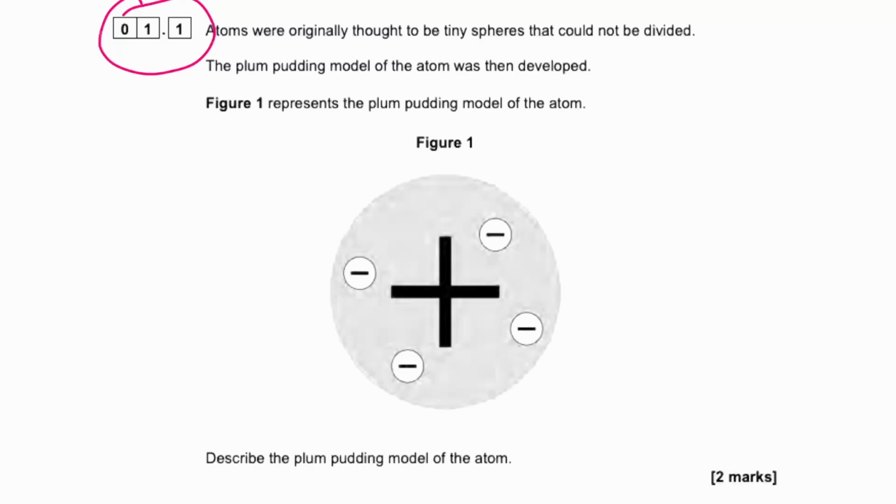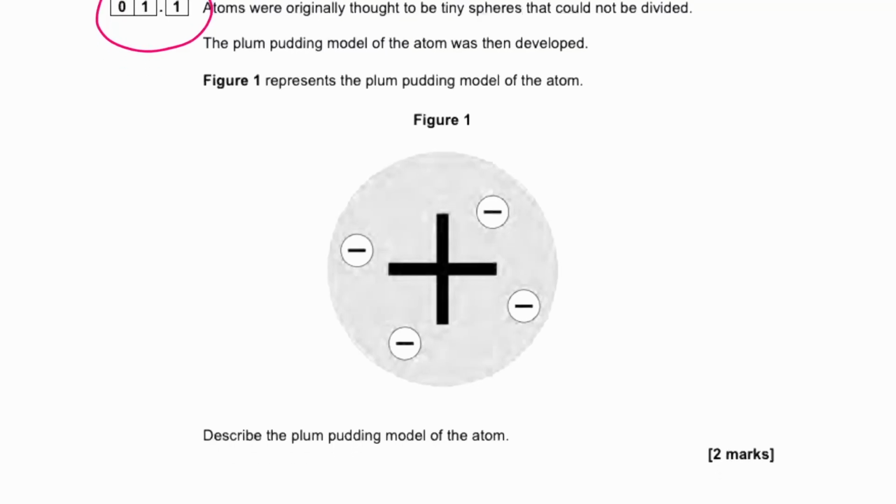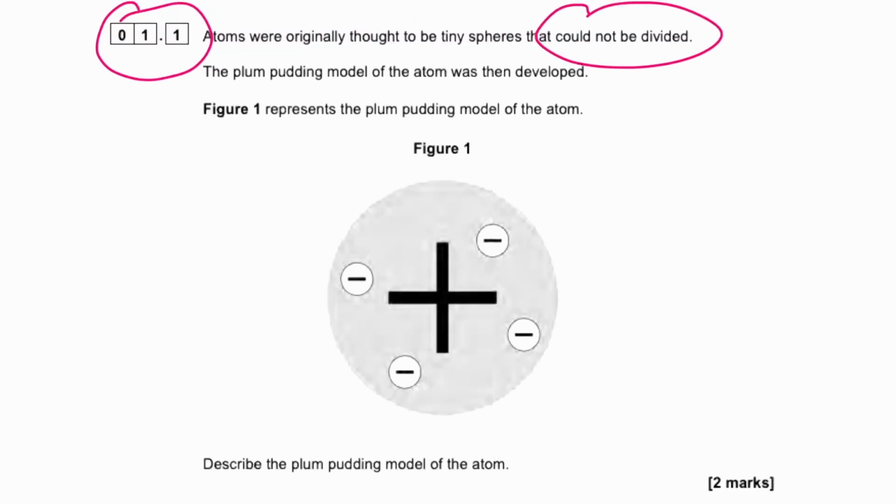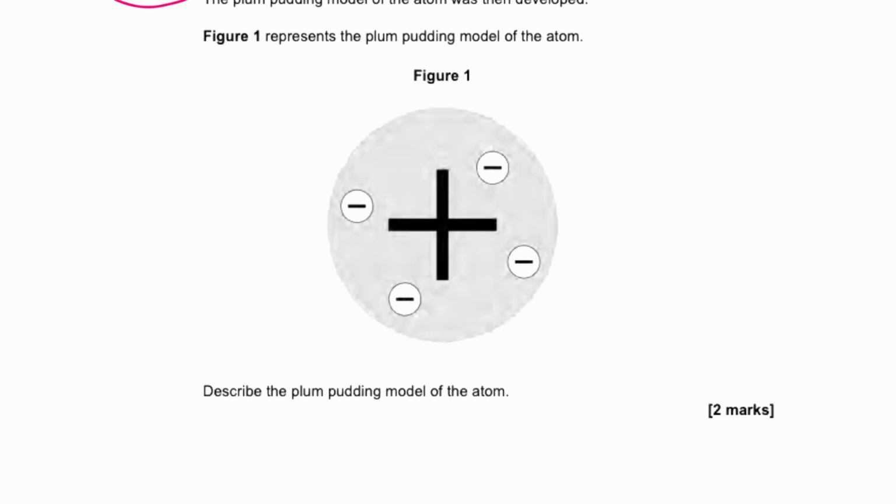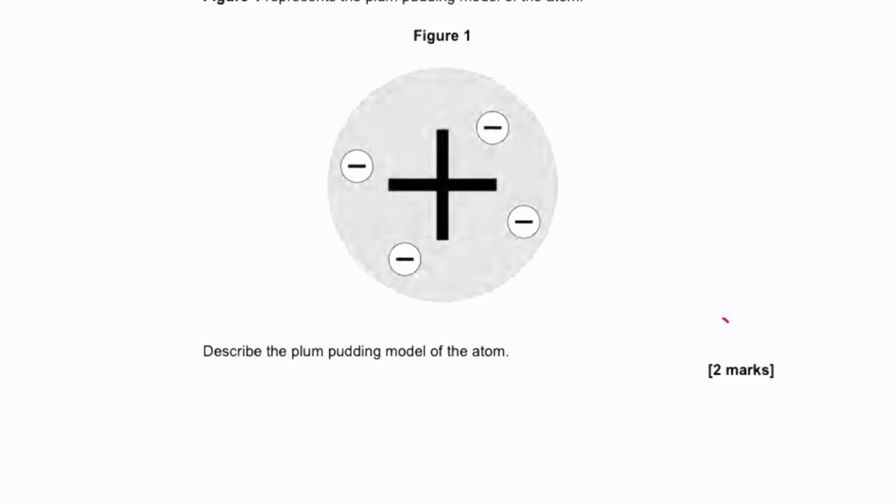Atoms were originally thought to be tiny spheres that could not be divided. So this is basically drawing on your knowledge of the atomic model and how it developed. The plum pudding model of the atom was then developed. Figure 1 represents the plum pudding model of the atom. And for 2 marks, the question is, describe the plum pudding model of the atom. So it's 2 marks, you want to give 2 points, the 2 key points of the plum pudding model. So what would you guys write for 2 marks?